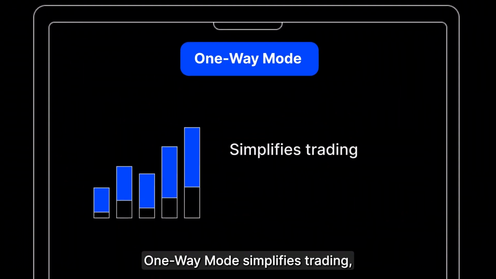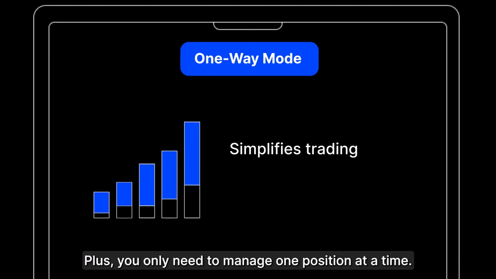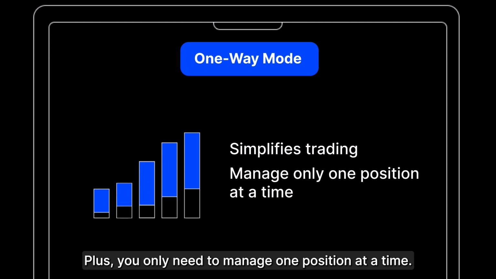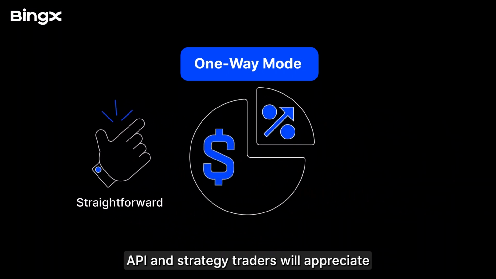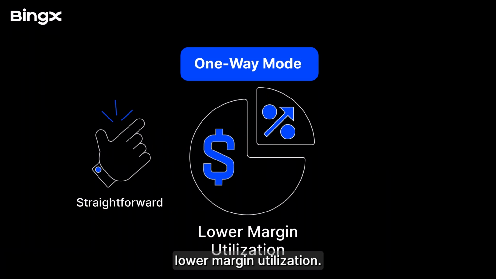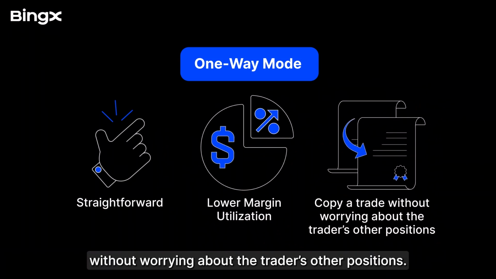One-way mode simplifies trading, making it similar to stock and forex trading. Plus, you only need to manage one position at a time. For beginners, one-way mode makes trading straightforward. API and strategy traders will appreciate lower margin utilization. Finally, copy traders can copy a trade without worrying about the trader's other positions.